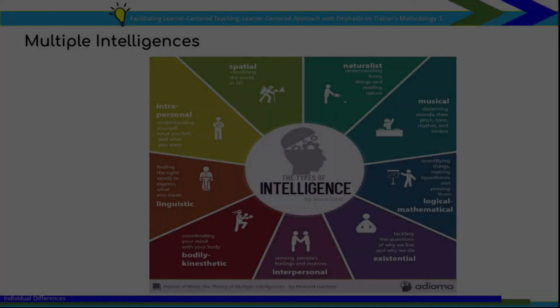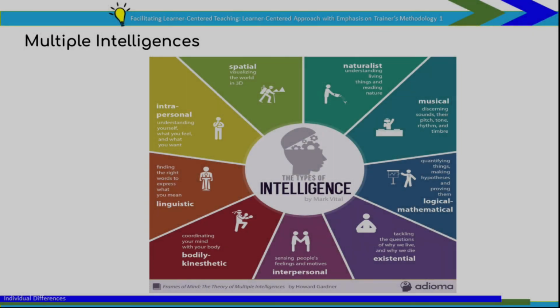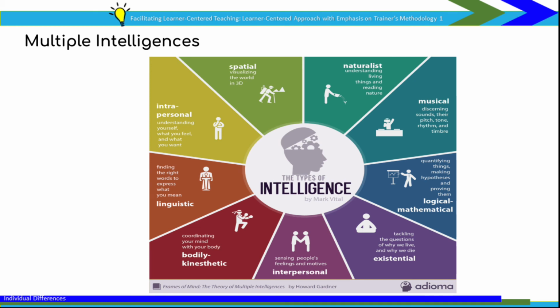Gardner's 9 multiple intelligences: verbal linguistic or word smart, logical mathematical or number smart, visual spatial or picture smart, musical rhythmic or music smart, bodily kinesthetic or body smart, intrapersonal or self smart, interpersonal or people smart, naturalistic or nature smart, and lastly, existential or life smart.